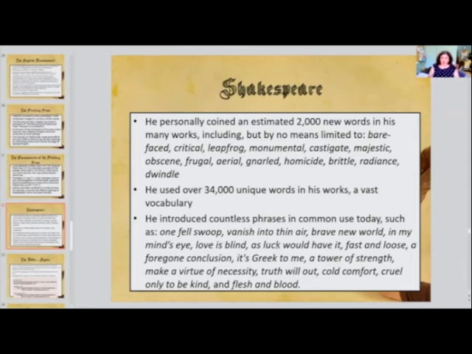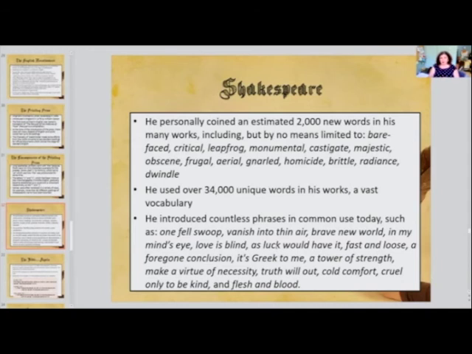So let's talk about Shakespeare. He's kind of a big deal when it comes to English. He coined about 2,000 new words. And unlike Chaucer, we know that he coined them because there's a lot of other existing manuscripts and stuff that exist from that time. So we know these are words that are only found in Shakespeare. So he probably did make them up.